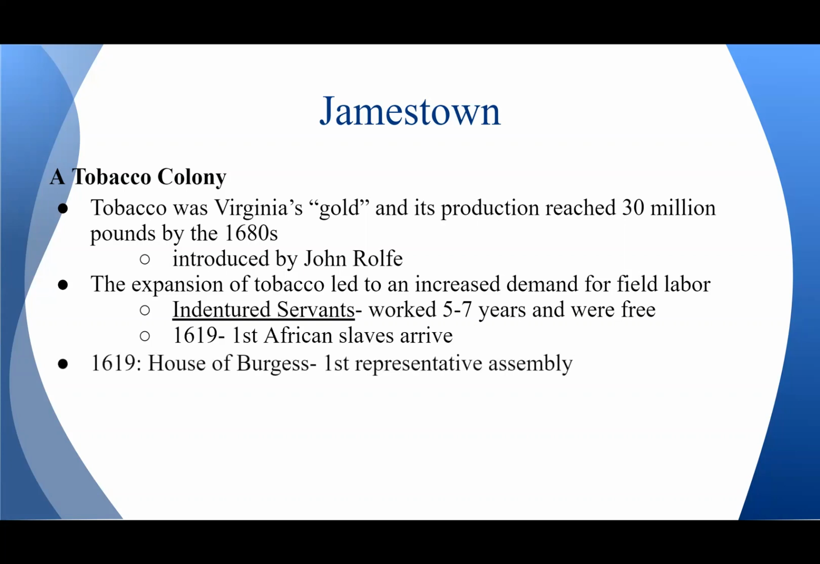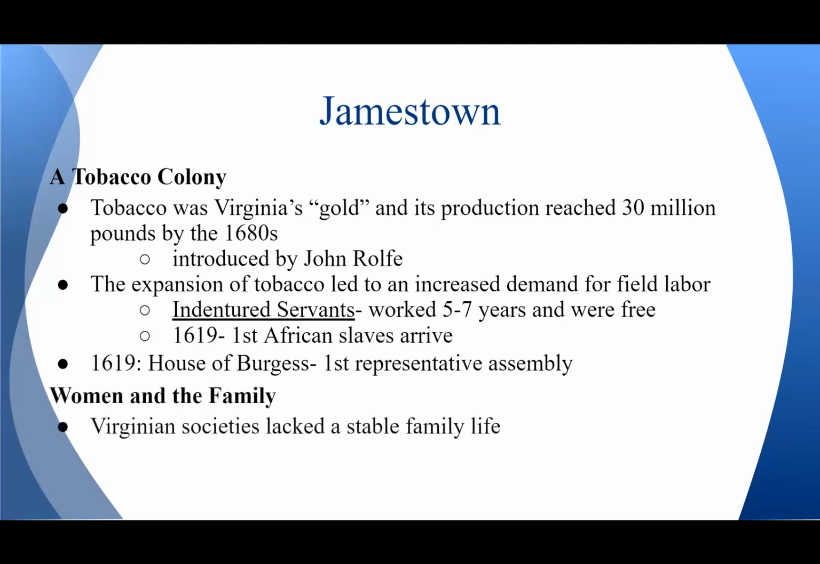Also in 1619, Jamestown starts the House of Burgesses, which was the first representative assembly in the colonies. So what this meant is that people would actually vote on who would be a member of the House of Burgesses, and then the House of Burgesses would create laws that would govern the Jamestown colony. But keep in mind, it's only people who own a lot of land who are able to vote. So still a very small percentage of the population.